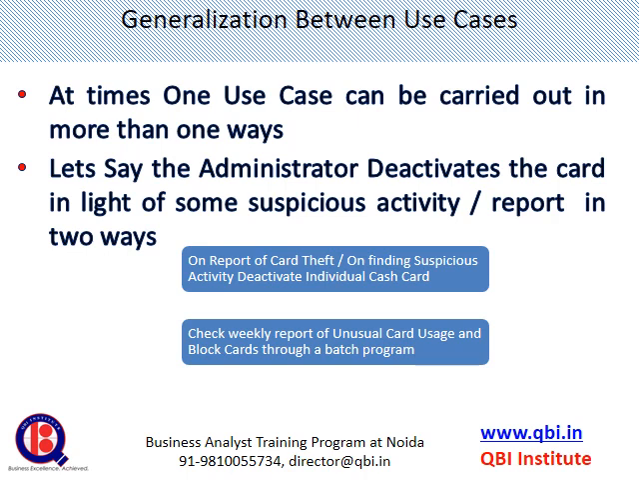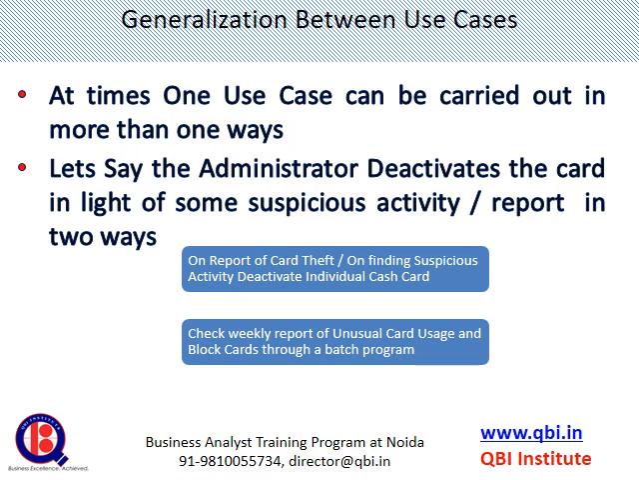Generalization between use cases. So this is yet another relationship in a use case model. At times, one use case can be carried out in more than one way. Let us understand this with an example. Say, there is an administrator for a net banking solution. This administrator has the privilege to deactivate an individual debit or credit card in light of some spurious activity, or while he goes through a report. So these are the two methods.